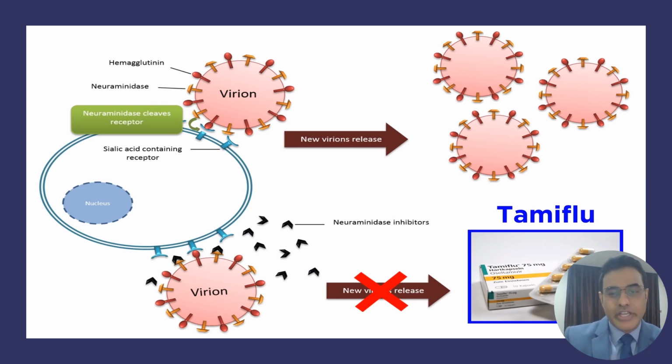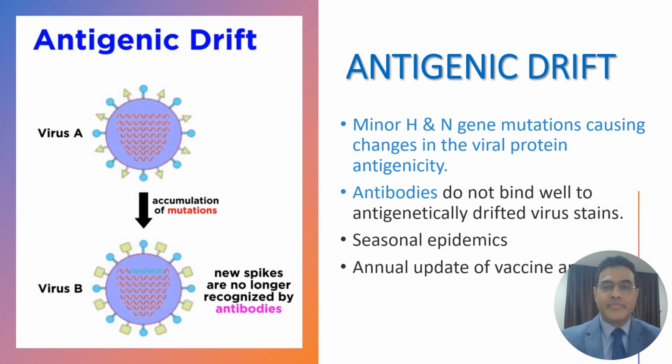So give it early. These viruses replicate and cause multiple pandemics and epidemics through drifting and shifting in the viral genome. So what is antigenic drift? There are multiple minor mutations in the H and N genes causing changes in protein antigenicity. Here, the circles, triangles and spikes go under mutations and cause this kind of different structure.